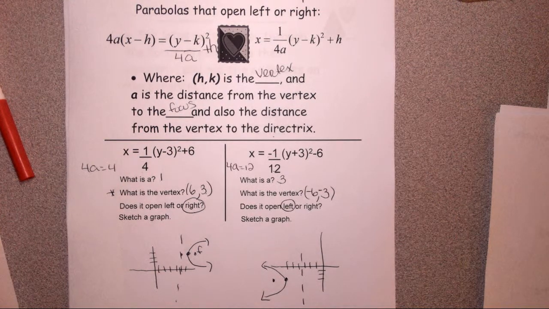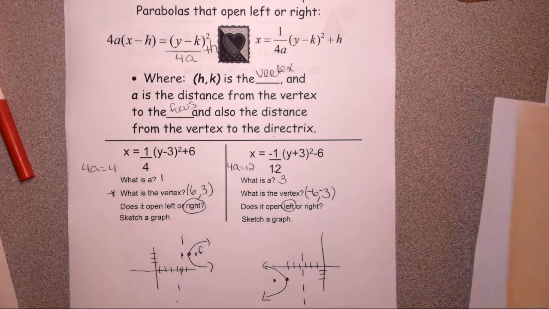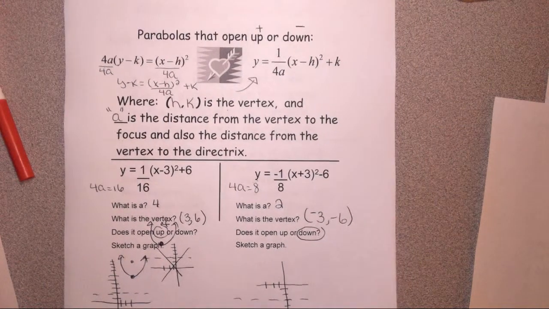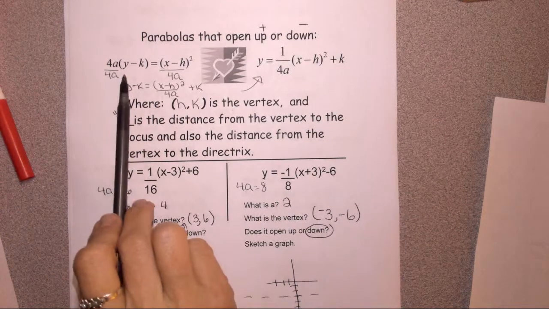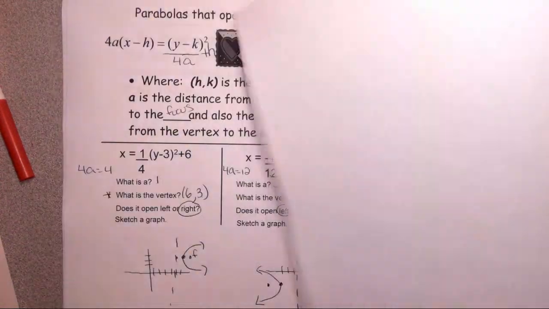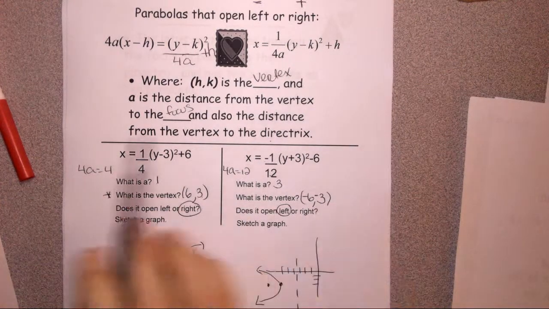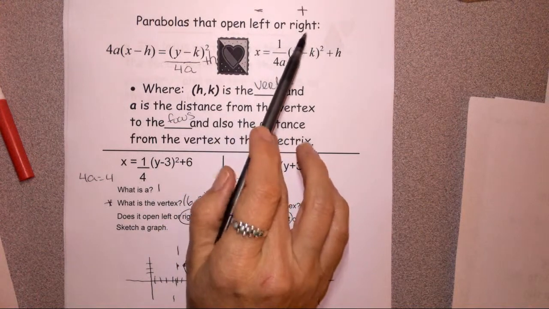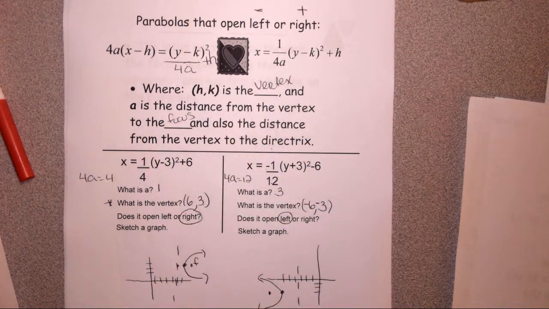Okay. All right, so again, we have 4 types of parabolas. Ones that open up and down, and if it opens up and down, it's going to have a y that's not squared. Positives are up, negatives are down. We have the ones that open left and right. The x will not be squared. If it's positive, it opens right. If it's negative, it opens left.